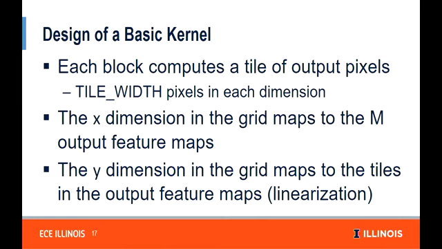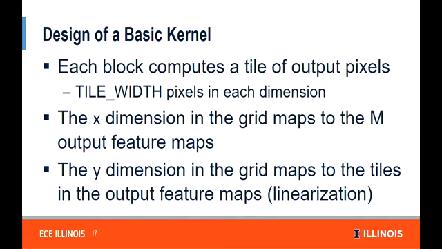Okay, each thread block in the x dimension will be mapped into the output feature maps. And then the y dimension in the grid will map to the tiles of the output feature maps. So essentially we have an output feature map, and the output feature map will have multiple tiles, right? And we linearize those tiles and map them into the y dimension.